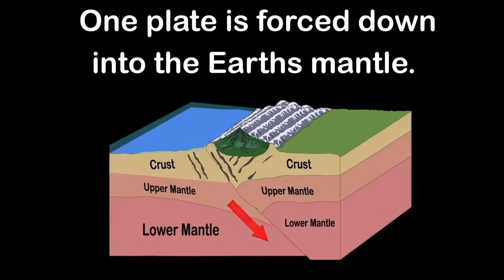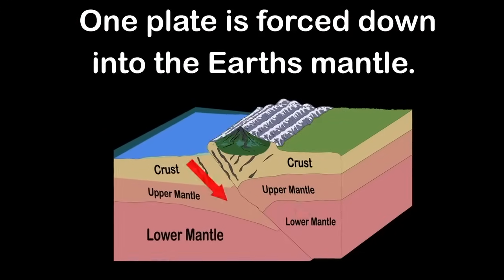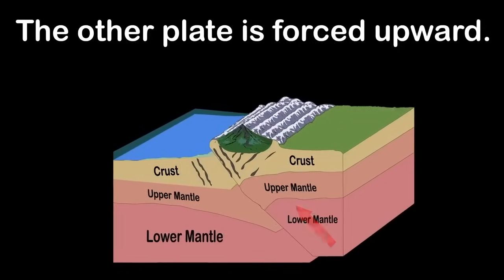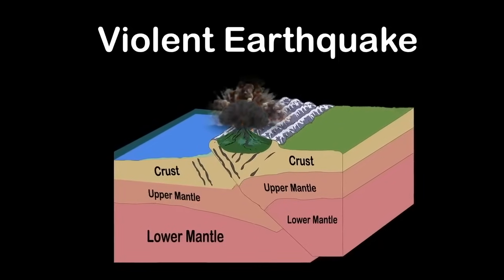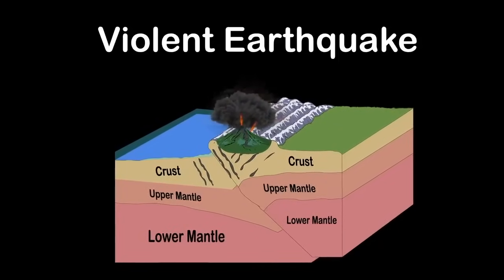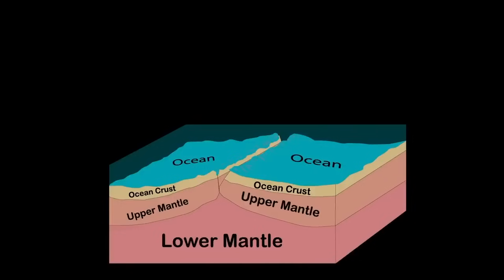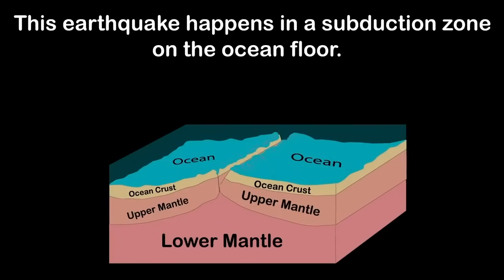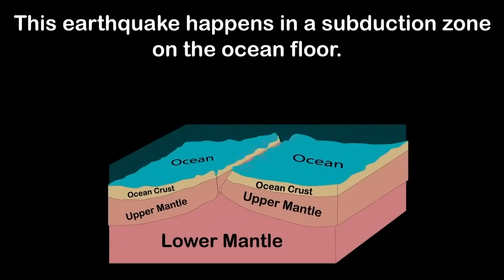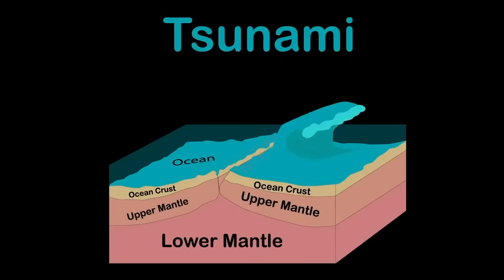One plate is forced down into the Earth's mantle, shown here. The other plate's forced upwards, that's where the violent quake appears. This is the same type of earthquake that rocked Nepal in 2015. The Gorkha earthquake shook them all. When a quake in a subduction zone happens on the ocean floor, it can create a tsunami or tidal wave.